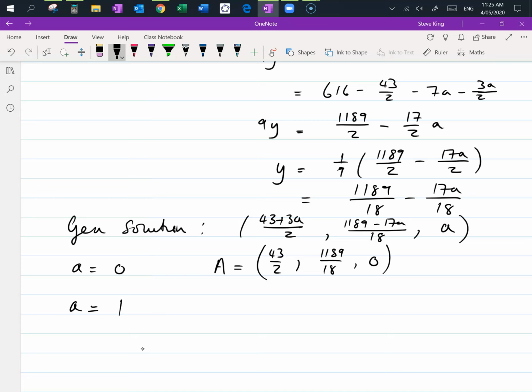Or I could go and say let a equal 1, in which case the point B, if I put 1 into here, I'm going to get 43 plus 3, that's 46. 46 over 2 is 23. What am I going to have here? I'm going to have 1189 minus 17. Let's just get that. 1189 minus 17 is 1172 over 18, and the z value is going to be 1. And there I've got my 2 points.